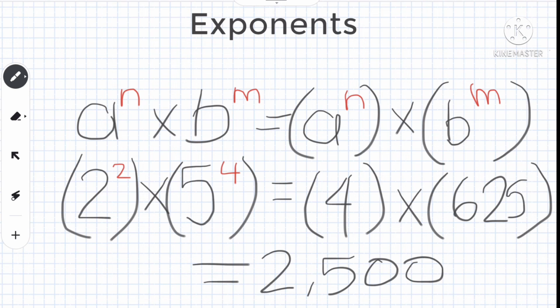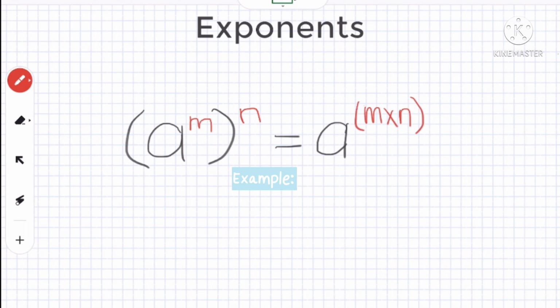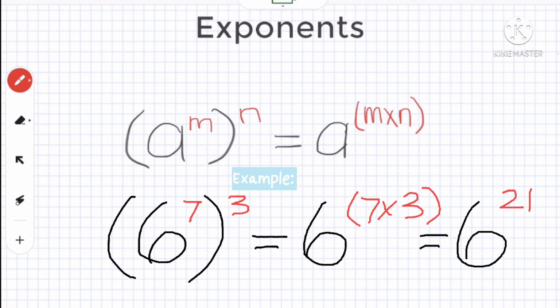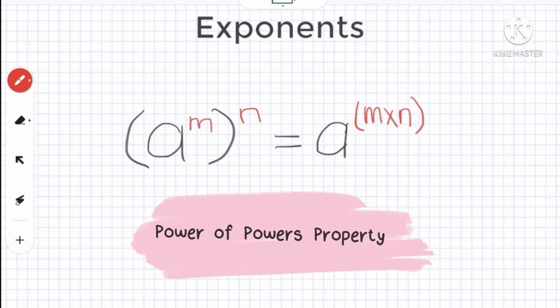But what if you are multiplying and dividing powers with different bases and different exponents? Solve each power separately and multiply or divide the answers. When you see parentheses around a power with a second exponent on the outside, this is called a power of a power. To solve, simply multiply the exponent and keep the base. This is called the power of powers property.